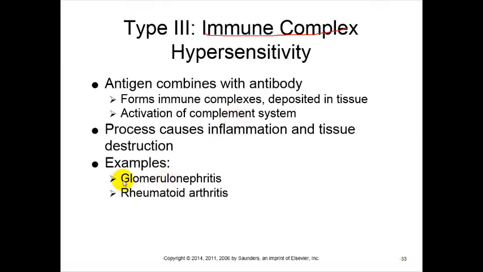So glomerulonephritis is when it's laid down in the nephron of the kidney, in the glomerulus of the nephron. You can see that it could cause inflammation and kidney failure. And then also when it deposits in the synovial joints, we can end up getting rheumatoid arthritis, and that inflammation and swelling of those synovial joints.